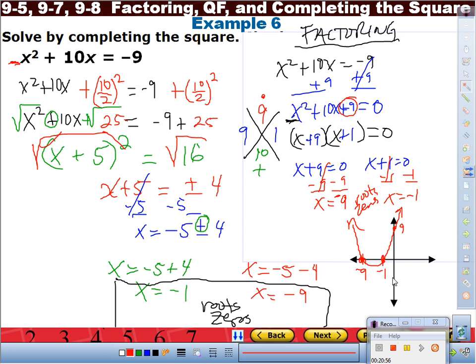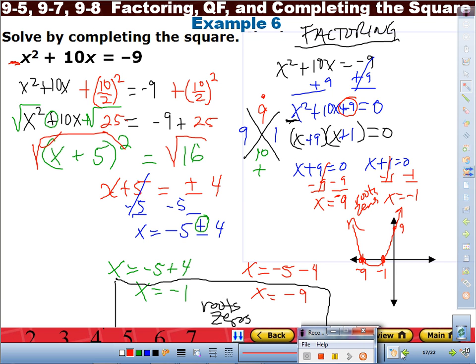Everybody got it? Questions, comments so far? We good? Autographs? No? All right. So, set that aside, and we have one more method, don't we? Which is what? Quadratic formula. Yay!